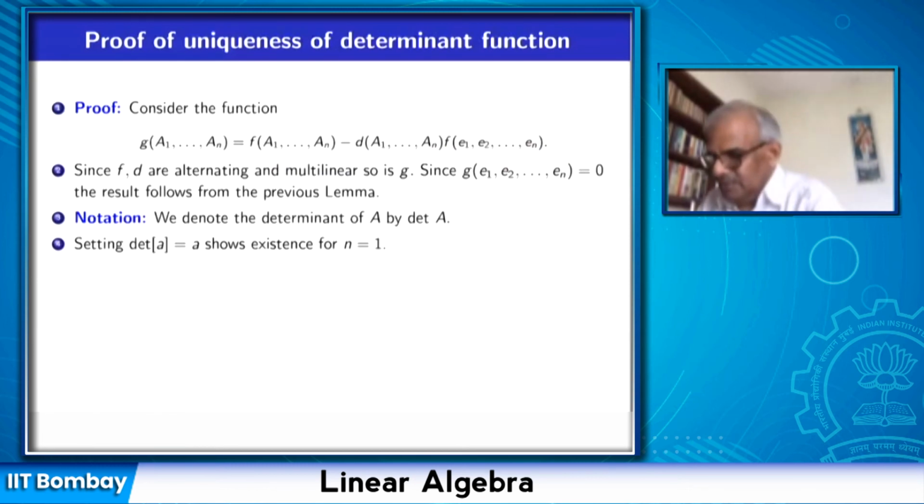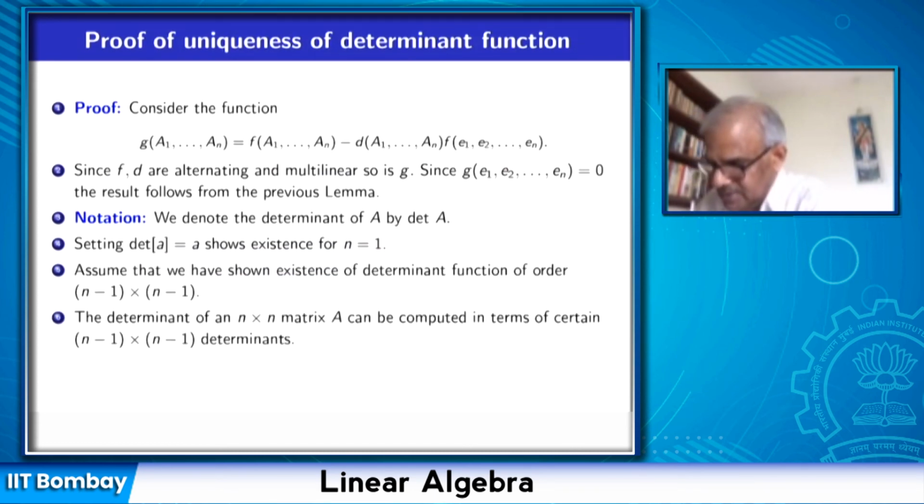So let's now look at the existence. We have proved uniqueness. Let's prove the existence. So setting the determinant of a 1 by 1 matrix equal to A, you can check that this satisfies the 3 properties. So for 1 by 1 matrices, it is easy. For 2 by 2 matrices, we already proved the determinant function is uniquely determined. It is the usual determinant of a 2 by 2 matrix. Yeah. So we are going to now apply induction on the number of rows of a square matrix to prove that the determinant function exists.